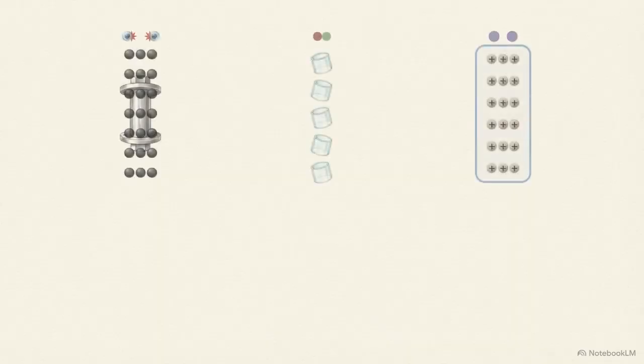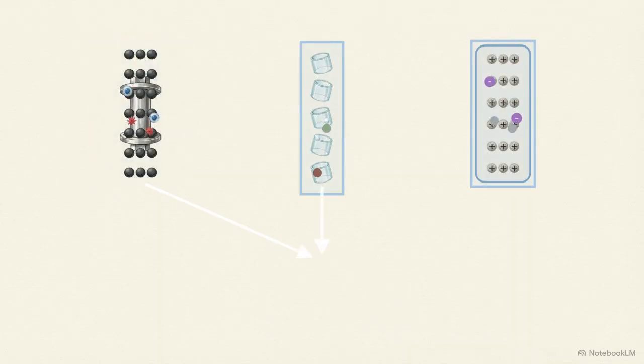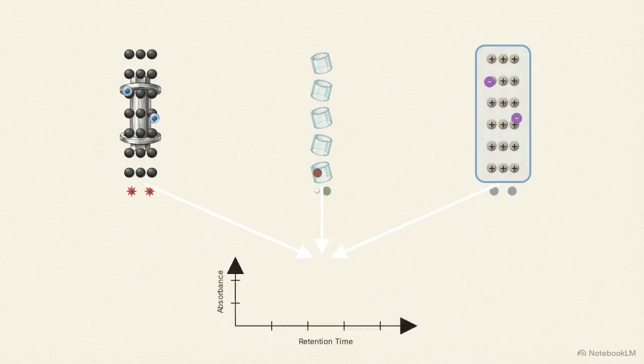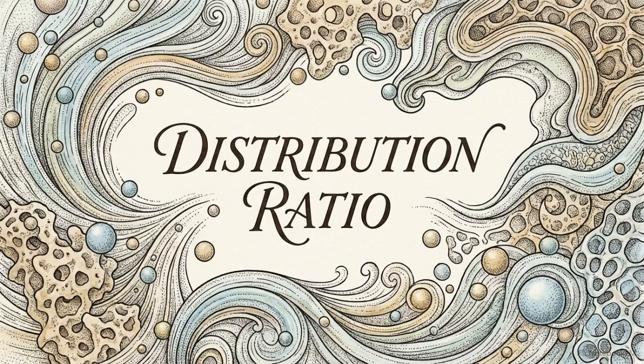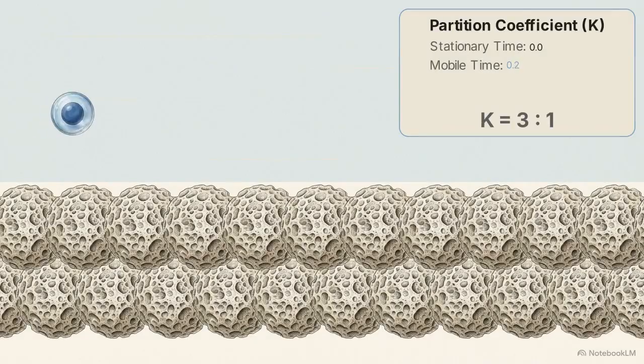Polarity in HPLC, volatility in gas chromatography, and charge in ion exchange. The hardware changes dramatically, but the governing physical law is identical. Every molecule possesses a specific partition coefficient, a mathematical ratio describing exactly how it splits its time between a mobile phase and a stationary phase.